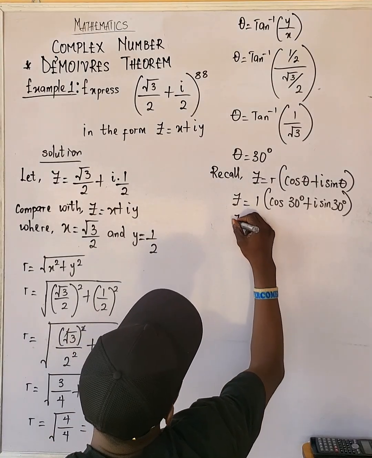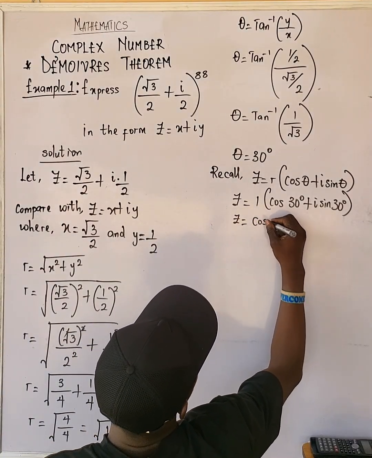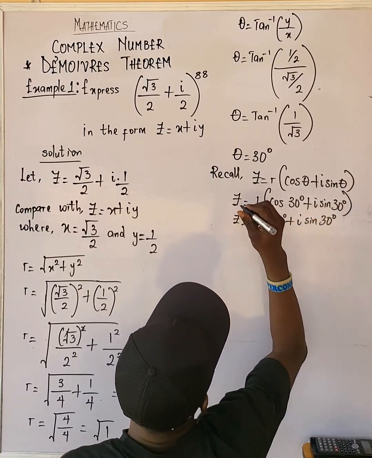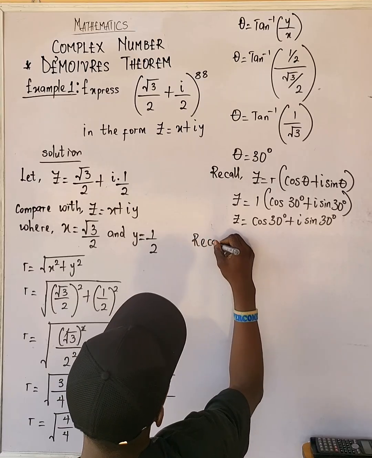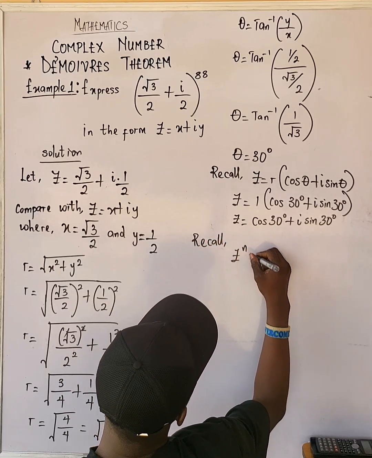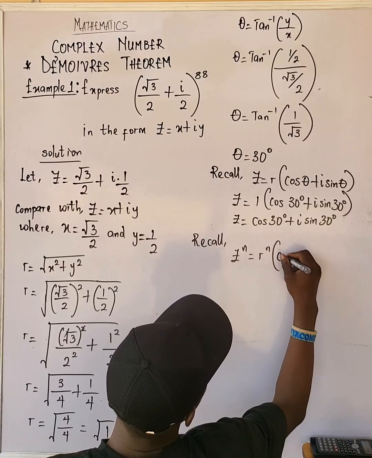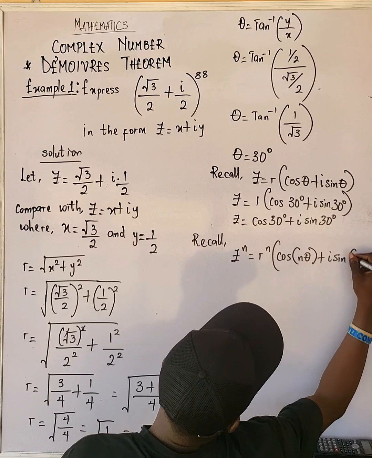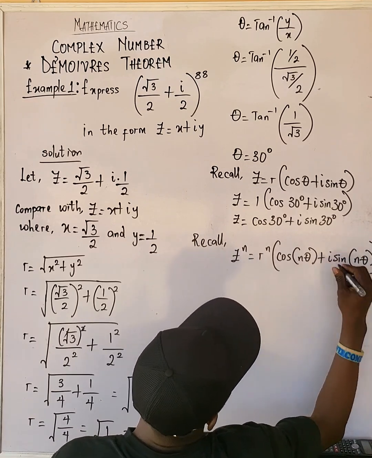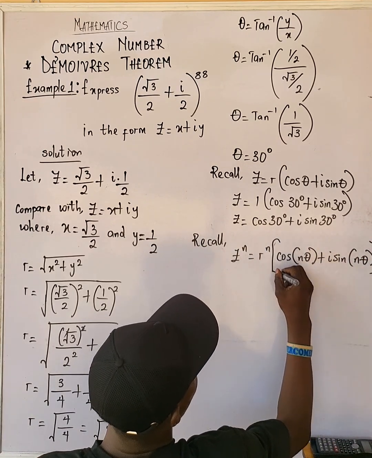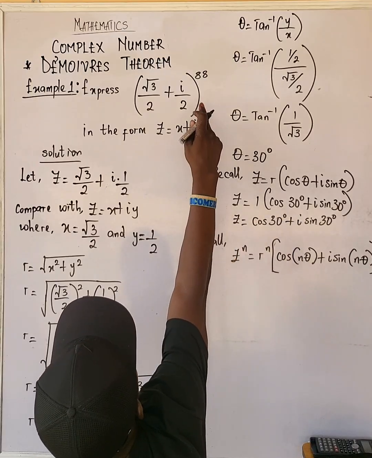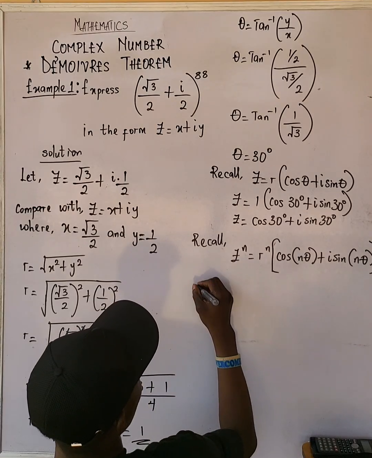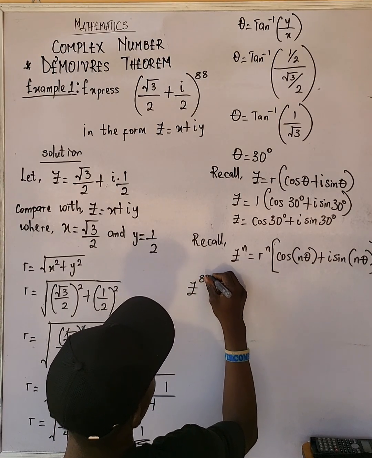When you do this, it's still the same thing. 1 multiplied by this is still the same thing. Cos 30 degrees plus i sin 30 degrees. Now, using the De Moivre's formula, let's recall the formula, which says z to the power of n is equal to r to the power of n, cos n theta plus i sin n theta, right? Now, what is our n? Our n is the power here, which is the 88, right?